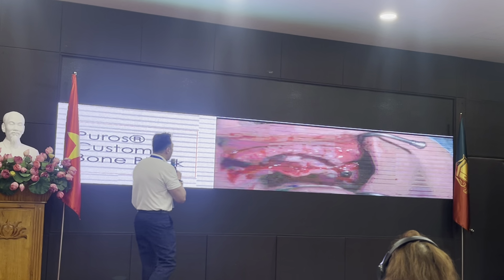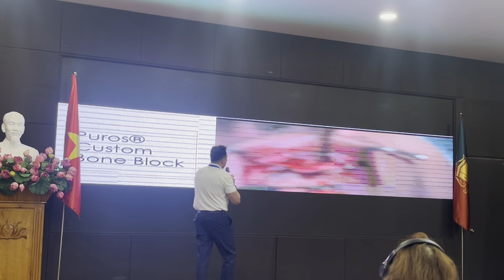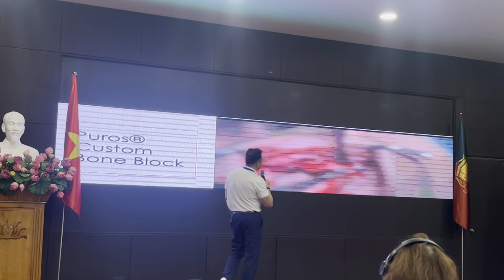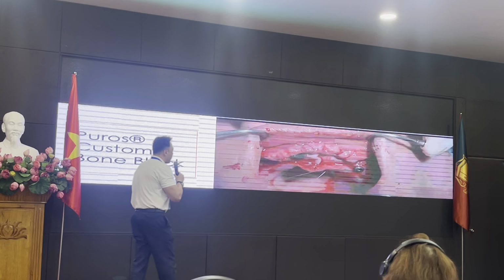I've closed the flap, I've released the tension, making sure that it's all tension free. Okay, here we start our deep periosteal sutures now.